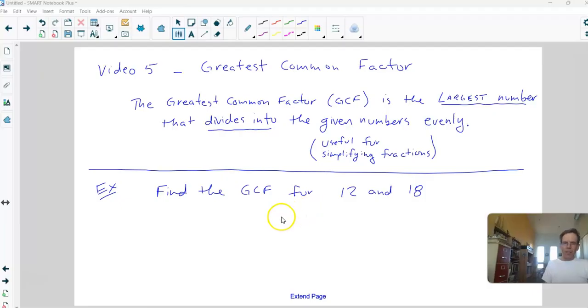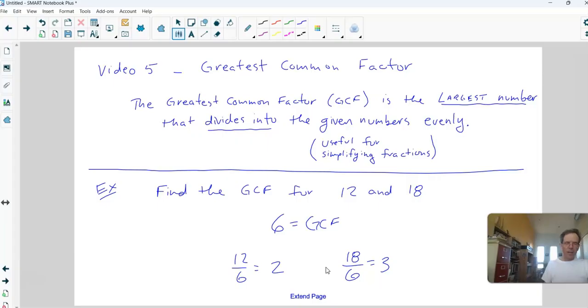All right, let's find the GCF, the greatest common factor, for 12 and 18. It happens to be 6. I'm just telling you that. We'll have a systematic way of doing it in a minute, but 6 is the biggest number that divides into both 12 and 18 evenly. Certainly 6 goes into 12 twice, and into 18 three times. Is there a bigger number than 6? 8 doesn't go into 12. Yeah, 6 is the biggest number that divides into both those given numbers evenly.